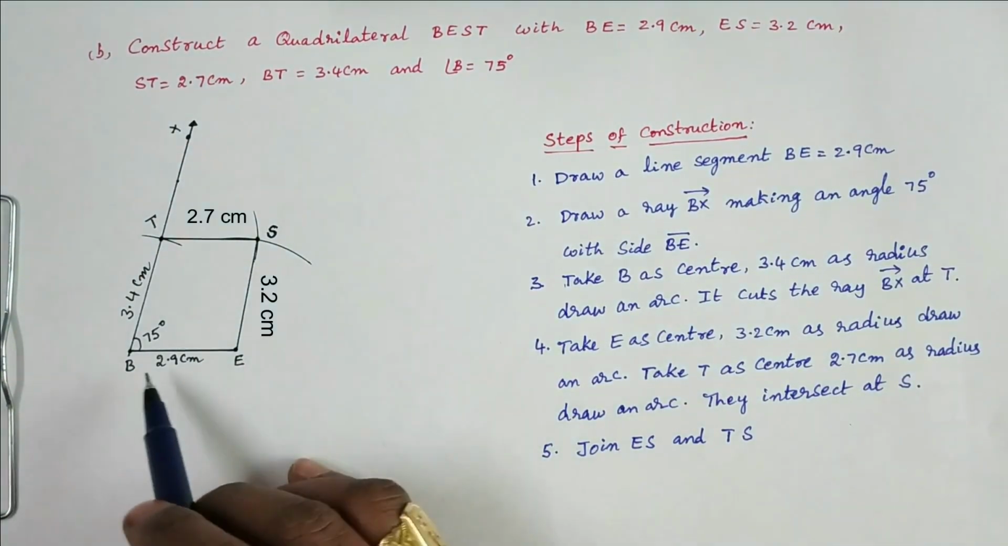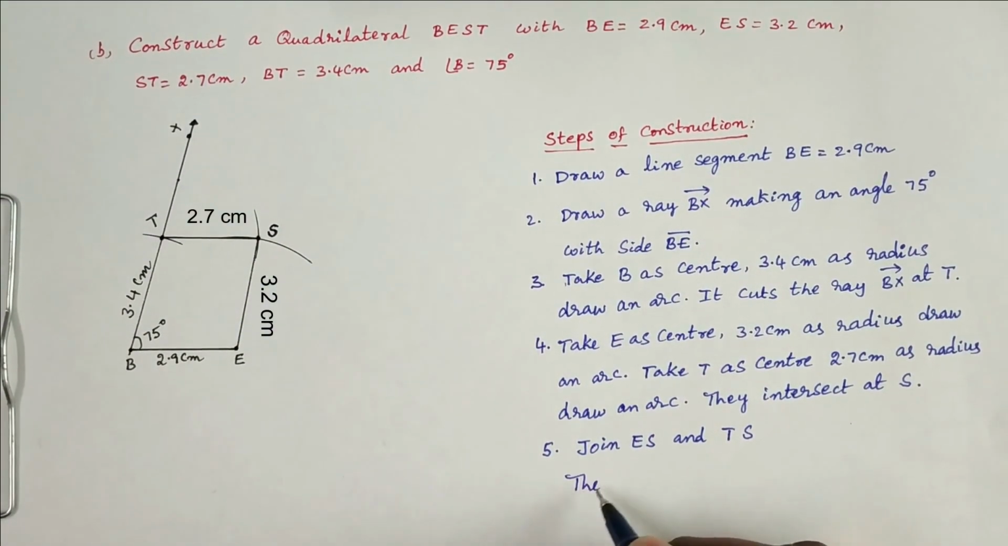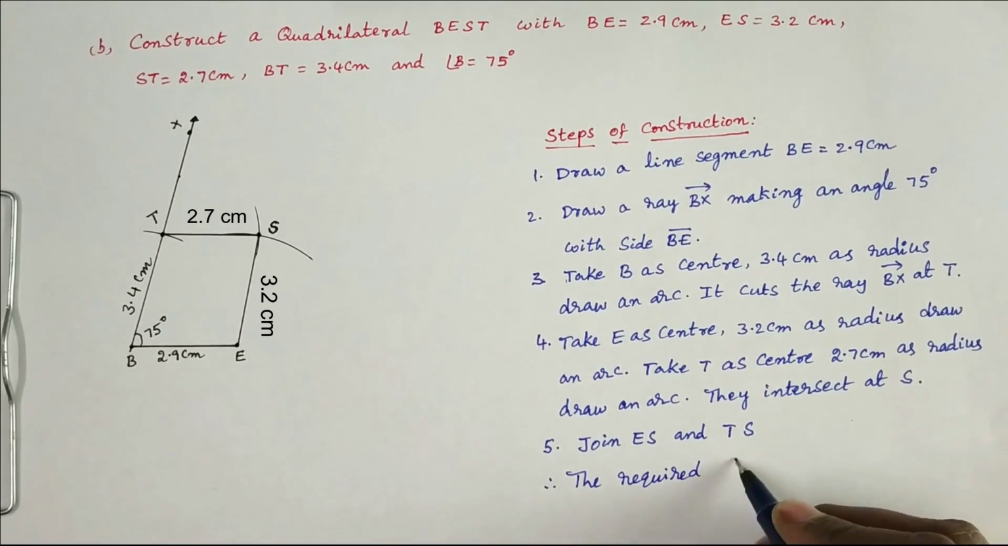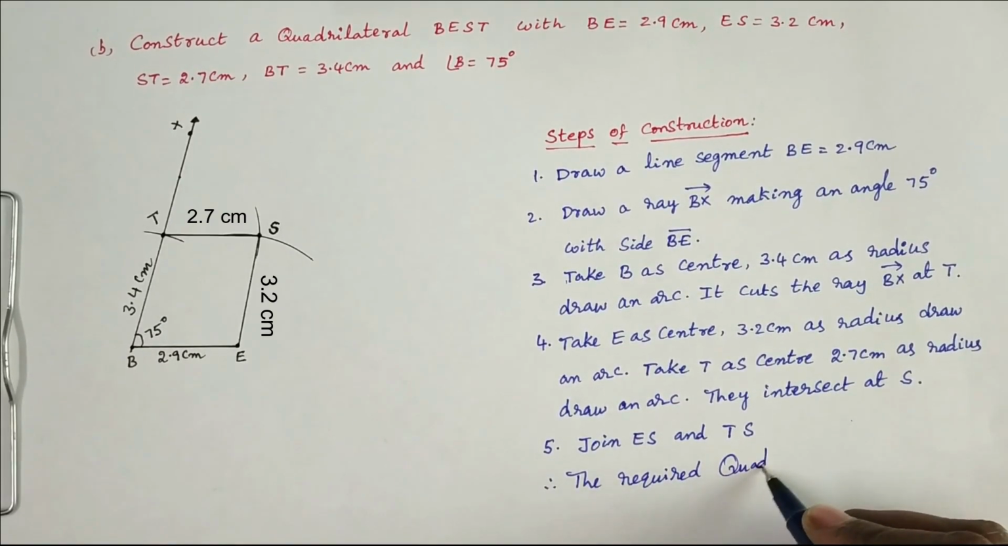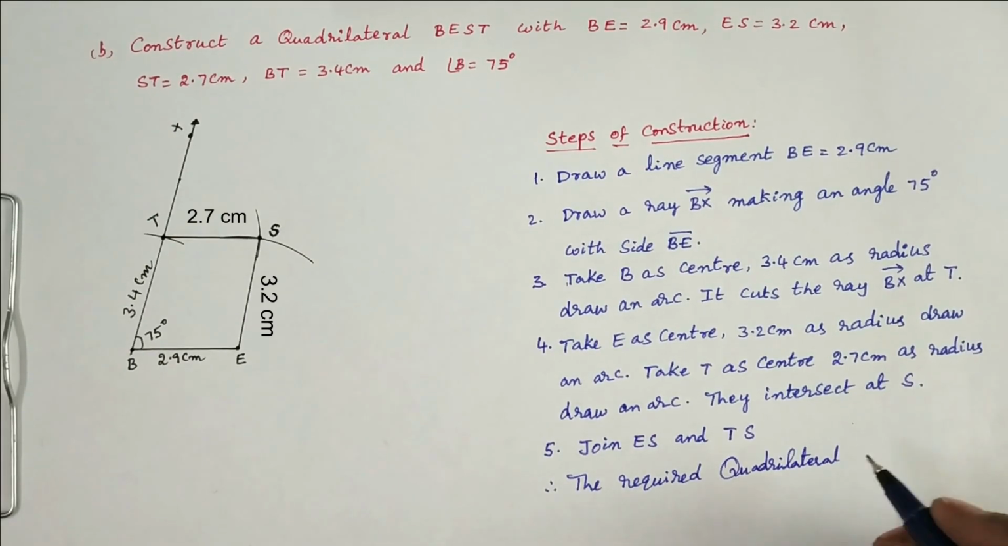So this is the required quadrilateral BEST. Therefore, the required quadrilateral BEST is constructed.